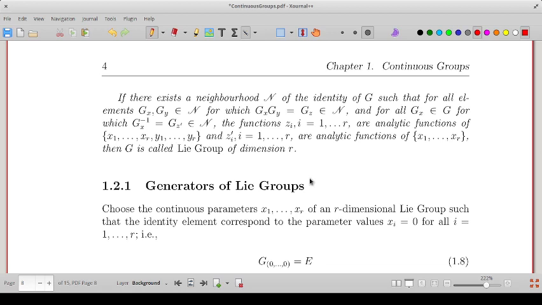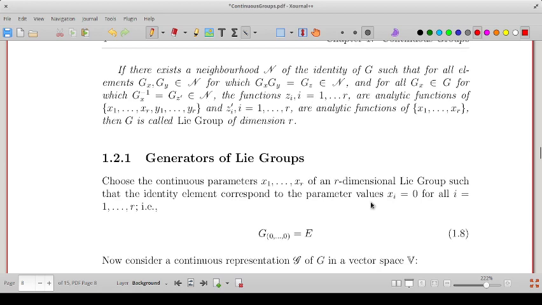Now, if we have a continuous group with r parameters, we consider a connected piece of the group which contains the identity element, and for all elements in that connected neighborhood of the identity such that their composition also lies within that neighborhood and the inverses also lie within the neighborhood, the composition map and the inversion map as functions of the parameters, if they are analytic, then such a group is called a Lie group of dimension r.